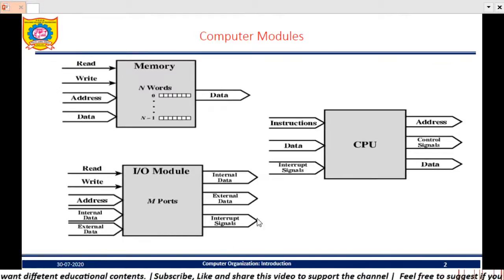Interrupt signals are something we'll be learning in the third unit, that is processor organization, okay. Interrupt means we are stopping or halting ourselves for something, that is called an interrupt. So instructions are input to the CPU, data is there and interrupt signals are here. On these inputs the CPU will do some kind of processing, it will generate some control signals, it will generate data and address for requests to the memory or IO module.